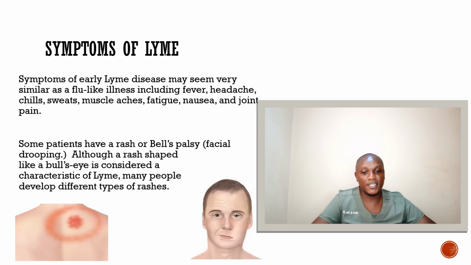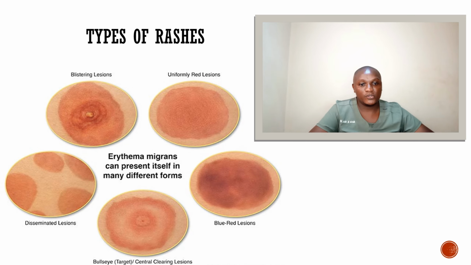Although a rash shaped like a bull's eye is considered to be characteristic of Lyme disease, many people develop different types of rashes. We are going to see them in our next slide. So you can see the types of rashes that can develop. But the most characteristic one is the bull's eye. We can have different types of rashes as shown in those pictures.